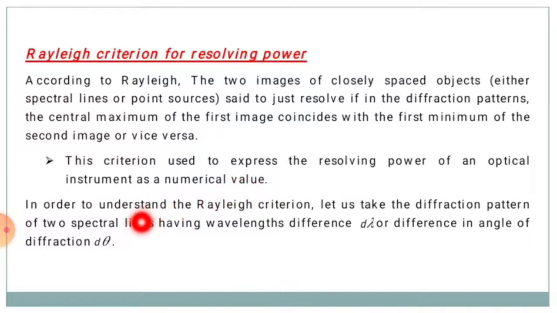In order to understand Rayleigh's criterion, let us take a diffraction pattern of two spectral lines having wavelengths lambda and lambda plus d lambda. The wavelength difference is d lambda, and the difference in angle of diffraction is d theta. So, to understand Rayleigh's criterion, here we observe three cases.